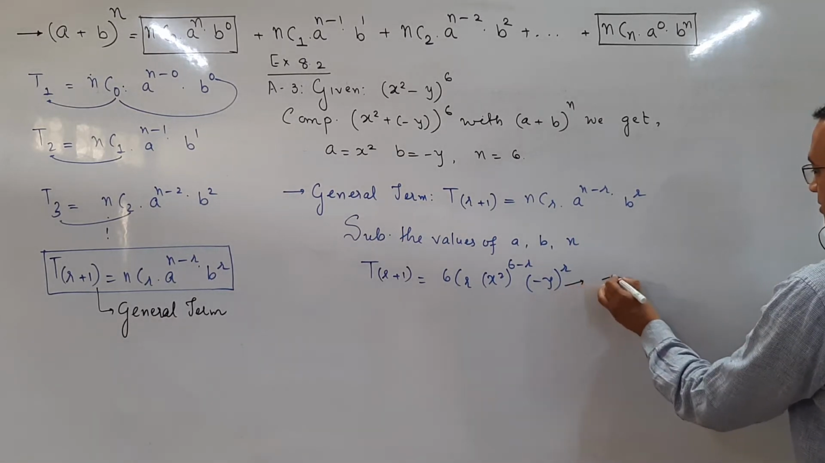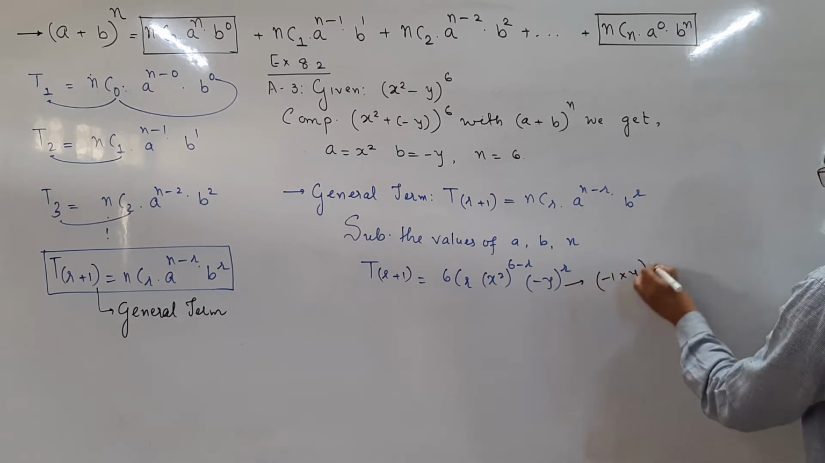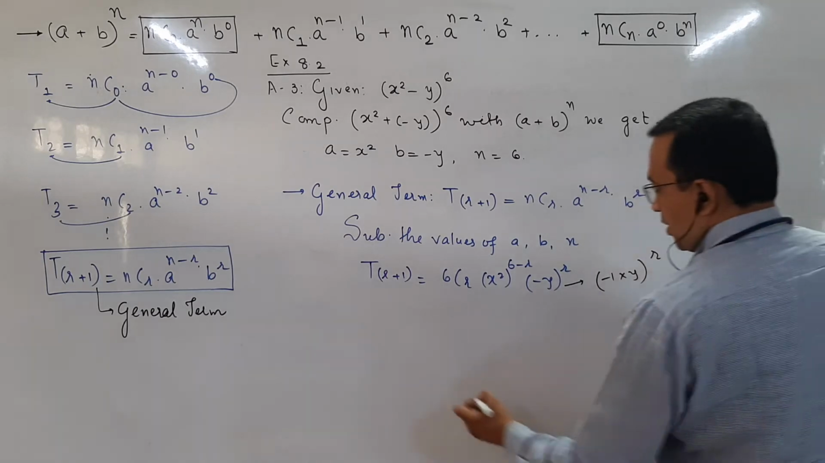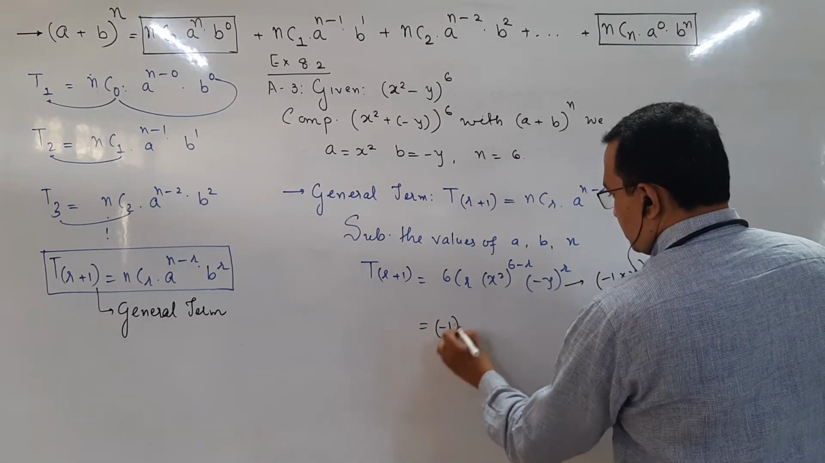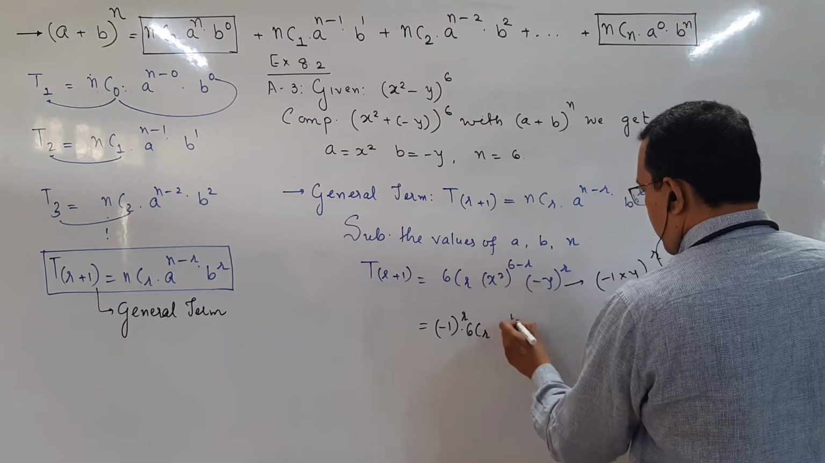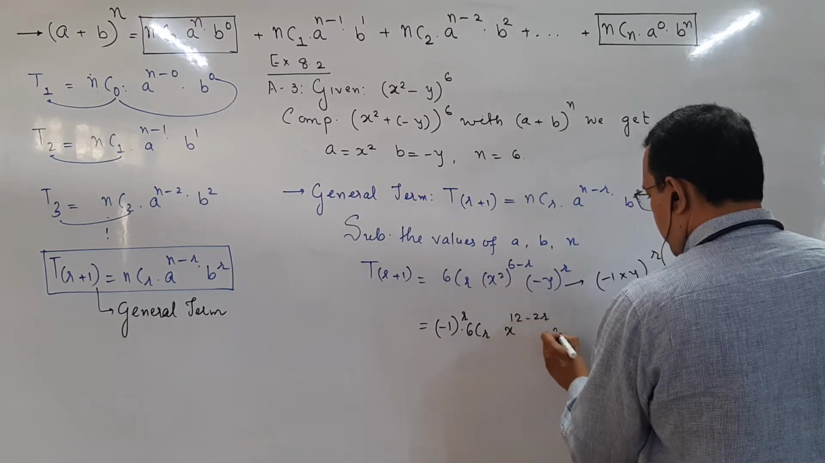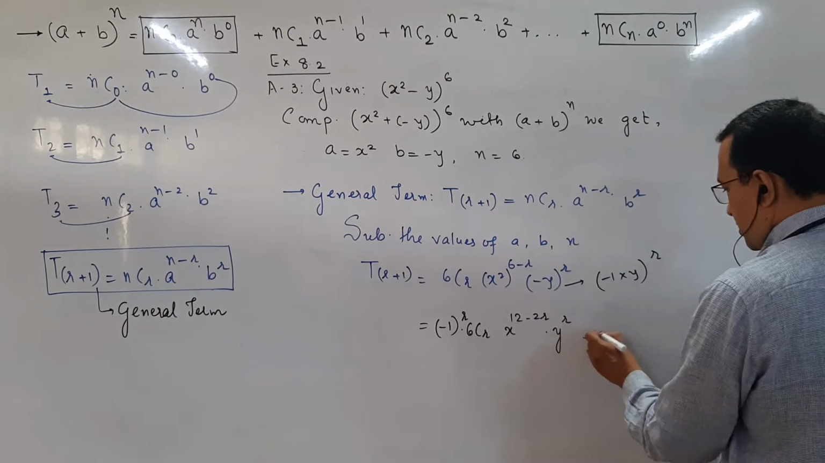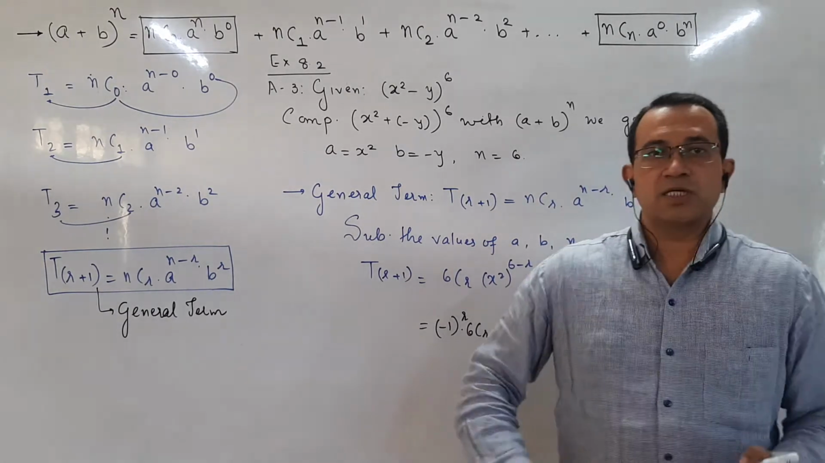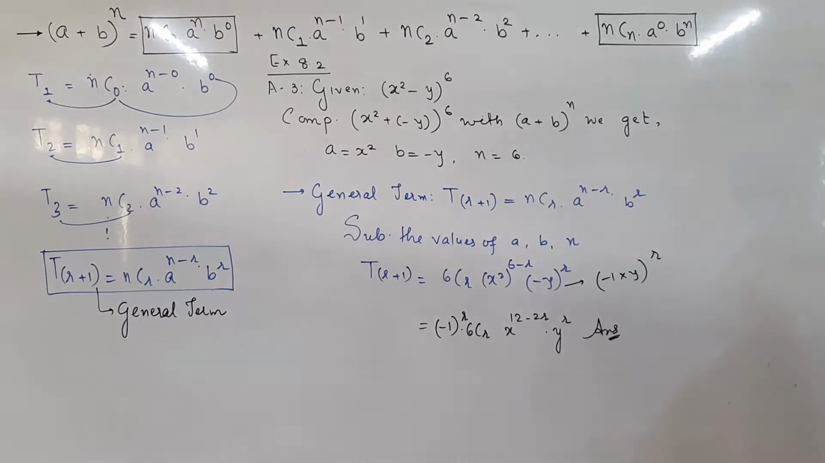This is written as minus 1 into y raised to r. So it is minus 1 raised to r, y raised to r. So we write this as minus 1 raised to r, 6 r, powers are multiplied, so 12 minus 2r, y raised to r. This is our answer for the general term of the given expansion.